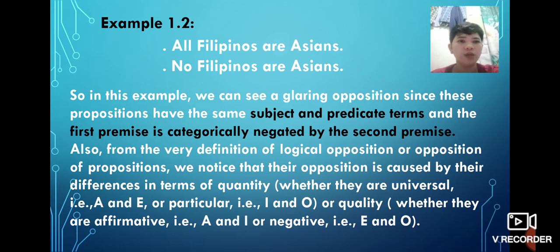Also, from the bare definition of logical opposition, or opposition of propositions, we notice that their opposition is caused by their differences in terms of quantity, whether they are universal, that is A and E, or particular, that is I and O, or quality, whether they are affirmative, that is A and I, or negative, that is E and O. In this example, the first premise, all Filipinos are Asians, is affirmative, that is A, and no Filipinos are Asians is negative, that is E. Those are differences in terms of quality.